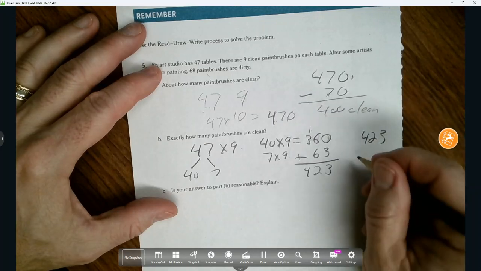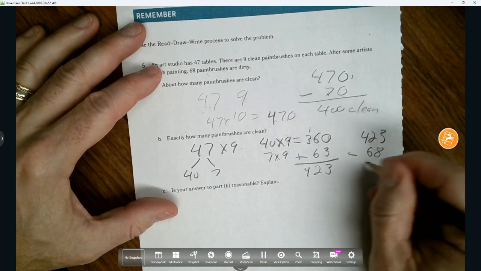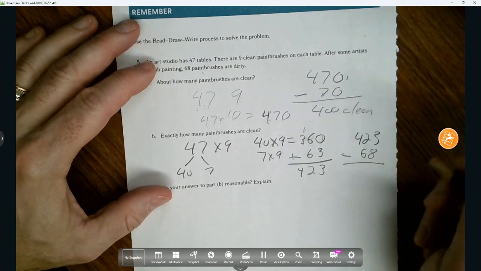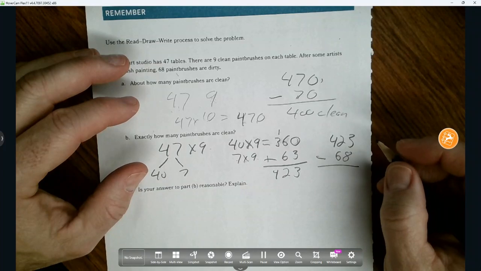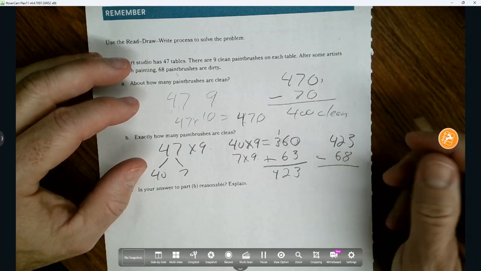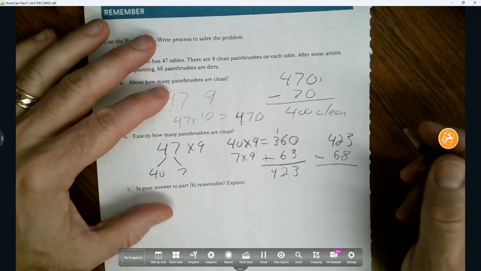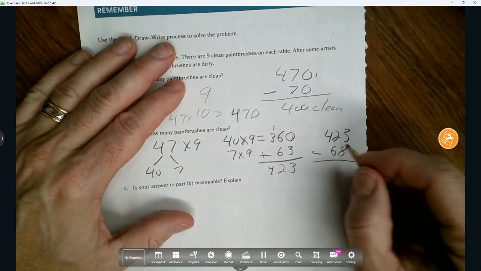So there's really 423 minus 68 paintbrushes. And yes, we're going to leave this the old people way, the standard algorithm. We're going to have to borrow 2 or 3 times. It's going to drive us crazy. But sometimes I want you to see that's how it's done because that's how I learned. That's how your parents learned.